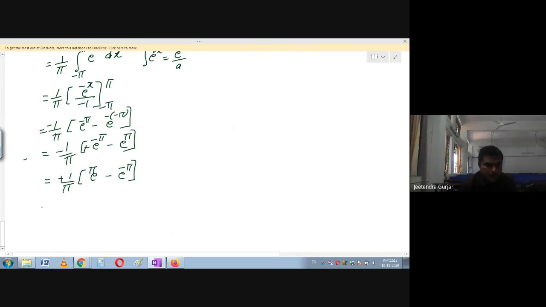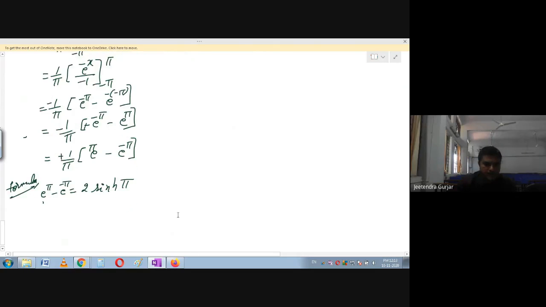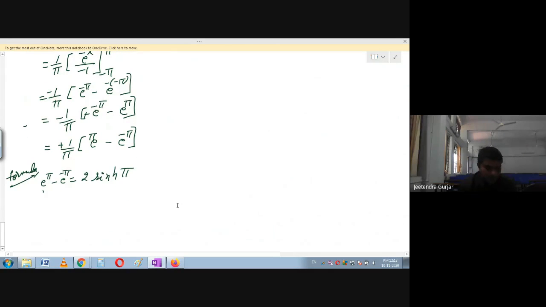One formula you have to directly remember: e raised to pi minus e raised to minus pi. I think you have come across this, it is equal to 2 sinh pi. Please remember this formula. This is a new formula, so please write it down. Now we are going to substitute this value in the equation.